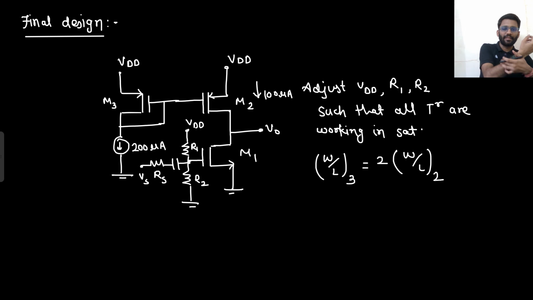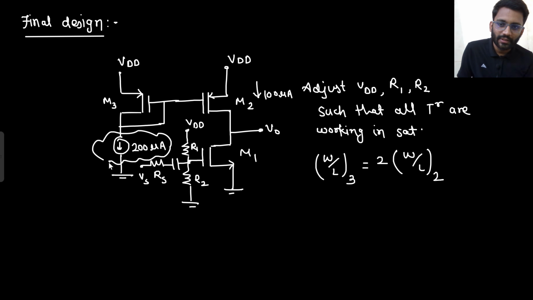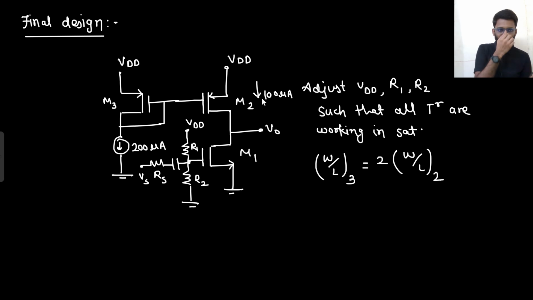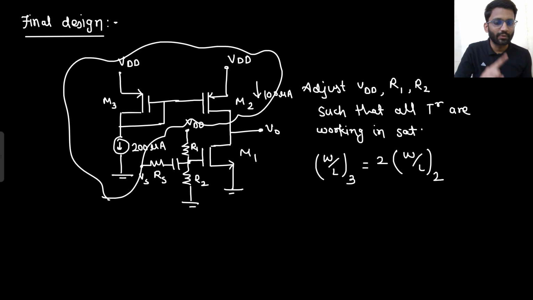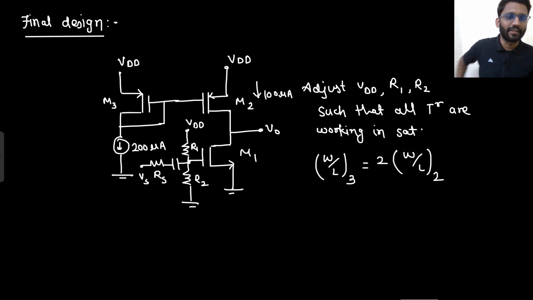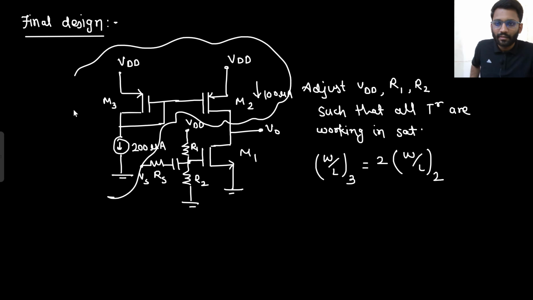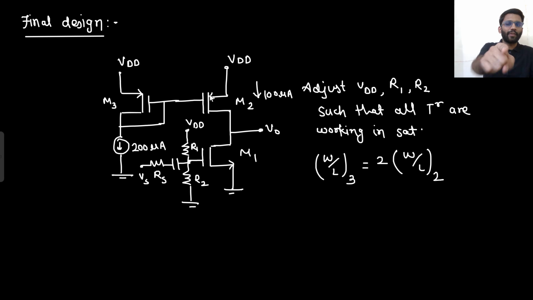Now what is the other method? Here I know that this is a 200 microampere current source and this current source is copied into 100 microampere, right? So I can replace this much of circuitry with a simple current source, but that has some output impedance. This much of circuitry can be replaced with a simple current source that has the output impedance of M2.